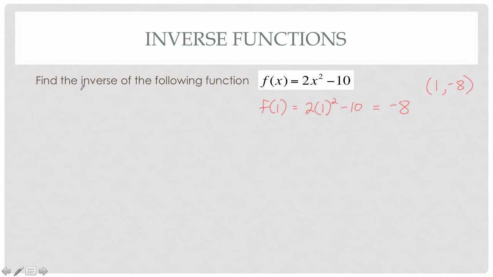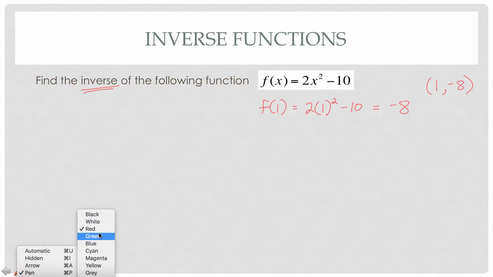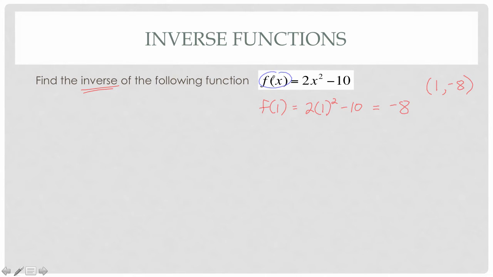But now let's find the inverse of that. The inverse should give me the opposite. If I put in negative 8 for x, I should get back to 1. But here's how you find the inverse. Step 1, take f of x and just replace it with y. So now we've got y. My y value is equal to 2x squared minus 10. There we go. We got x and we got y.